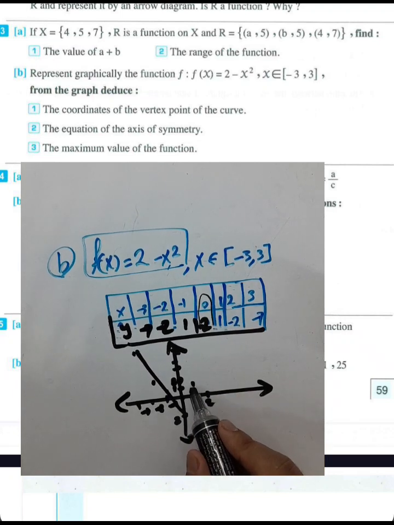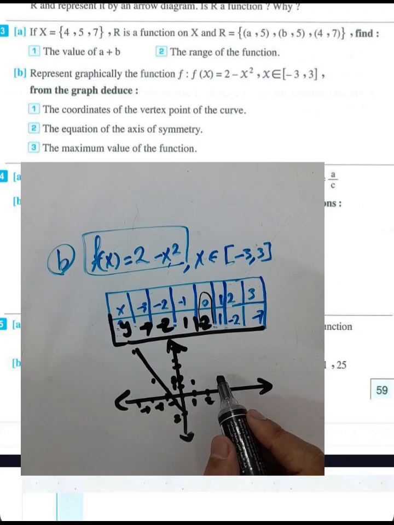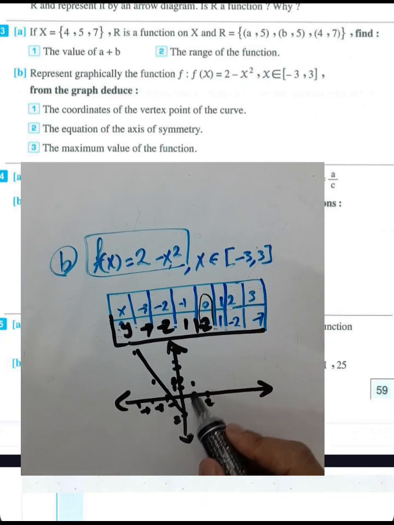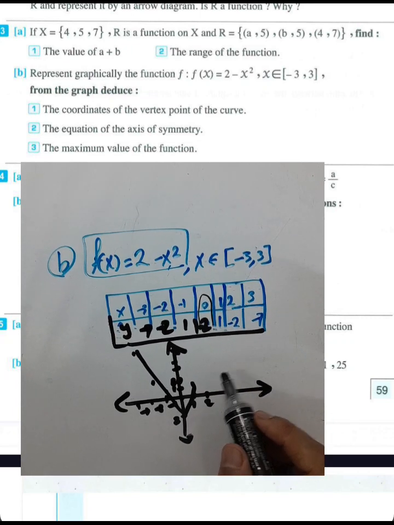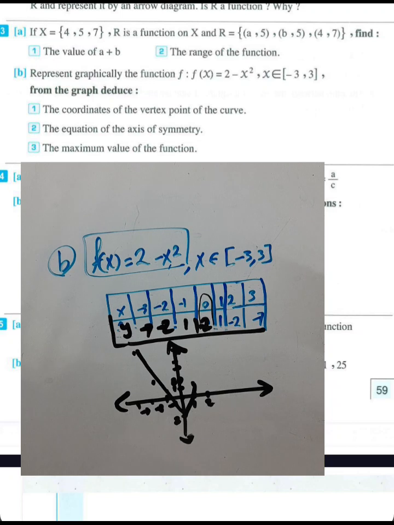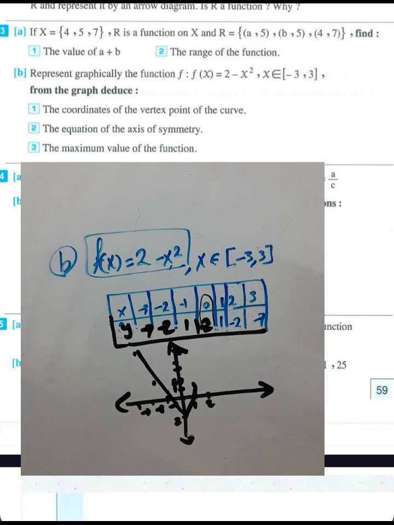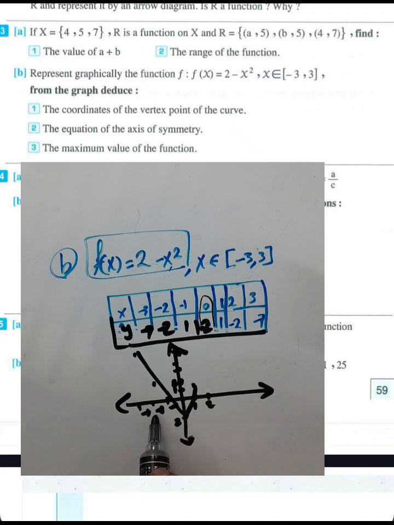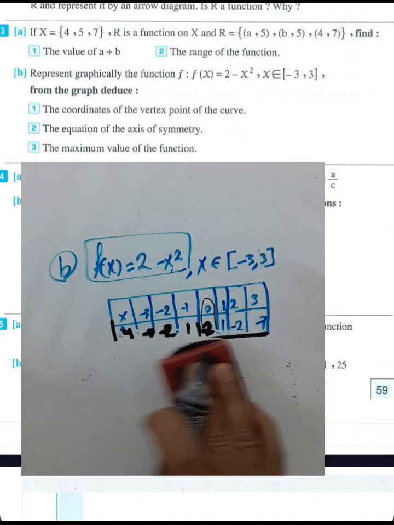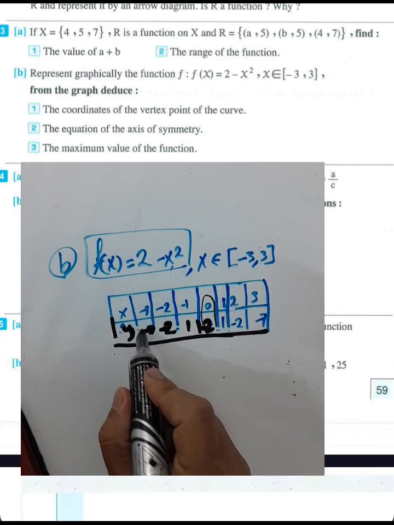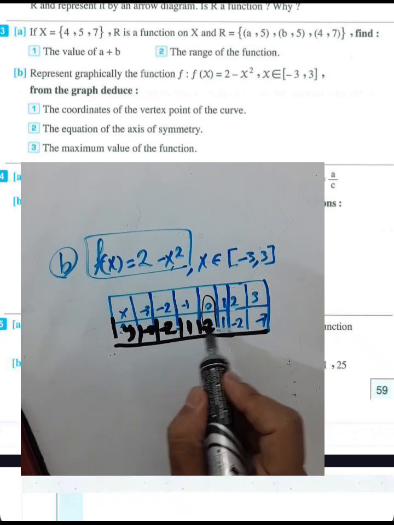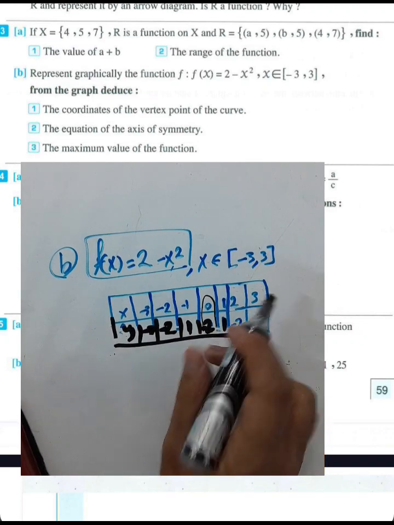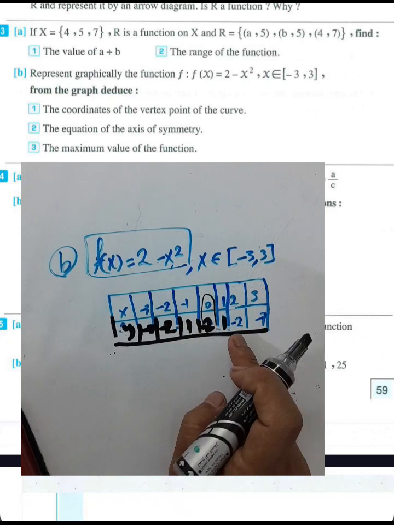We have here 1 and 1, and 2 gives negative 2. We again have negative 3 gives negative 7, negative 2 gives negative 2. Okay, you must clear these points again: negative 3 with negative 7, negative 2 with negative 2, negative 1 with 1. Okay, we have the vertex here.